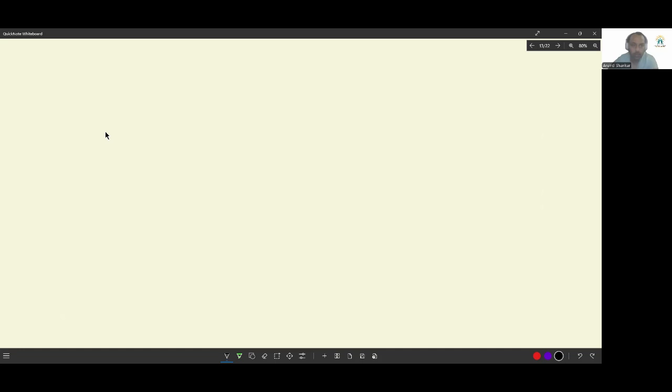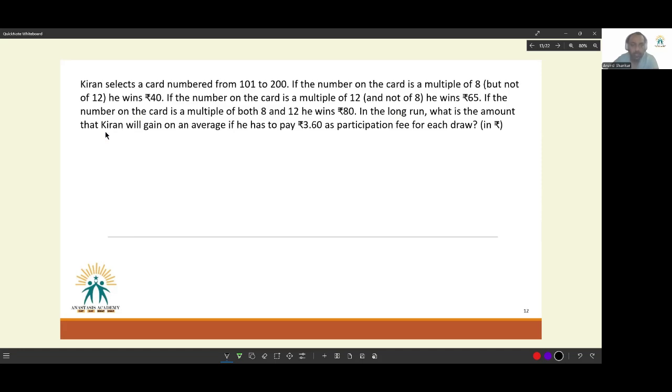Okay. Next. Kiran selects a card numbered from 101 to 2000. If the number on the card is a multiple of 8, but not 12, he wins 40. Okay. Given that "but not 12" is specifically mentioned, let's list out all multiples of 8 in this range.